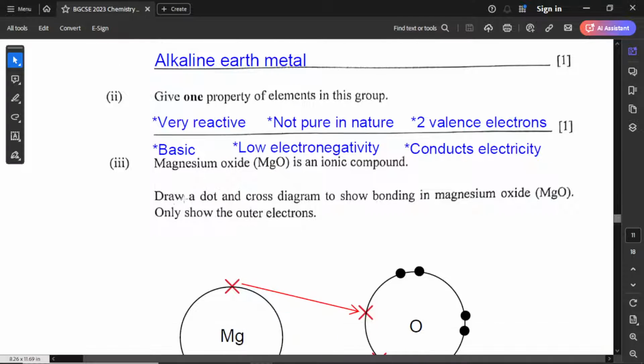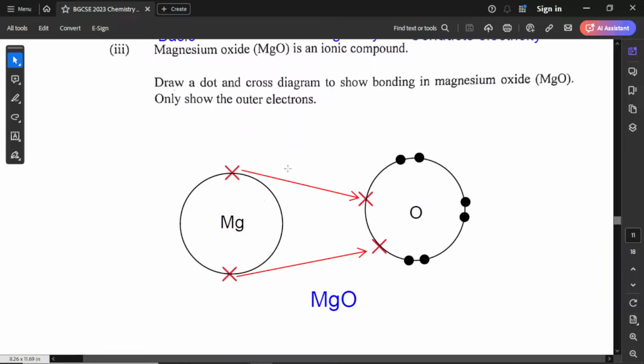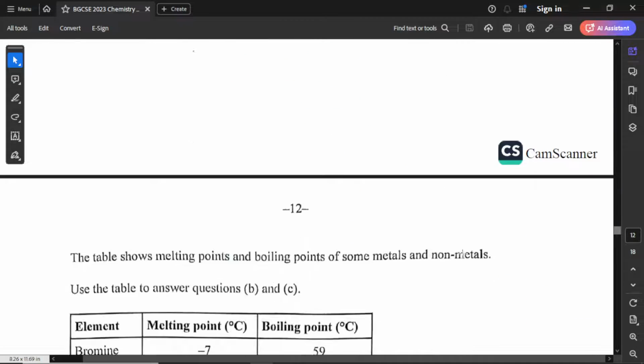And for part 3, it said magnesium oxide is an ionic compound, which is MgO. It said draw a dot and cross diagram to show bonding in magnesium oxide, which is MgO. Only show the outer electrons. And of course, magnesium is from group 2, so you have 2 valence electrons. Oxygen is from group 6, you have 6 valence electrons. Those are in dots, and you transfer those two over. Remember, it's an ionic bond, so electrons will be transferred rather than shared.